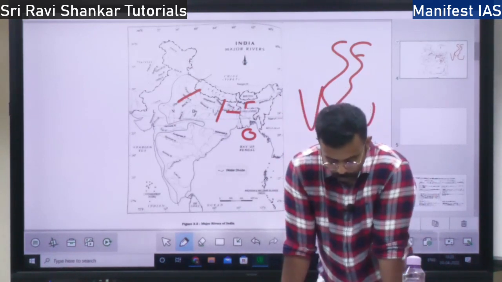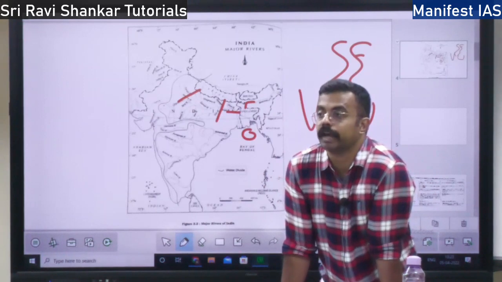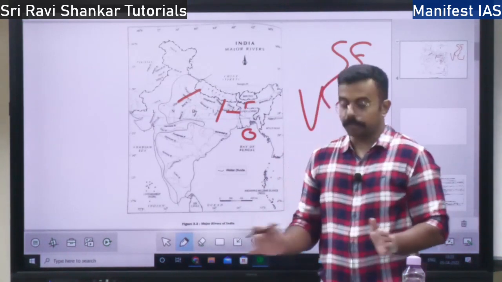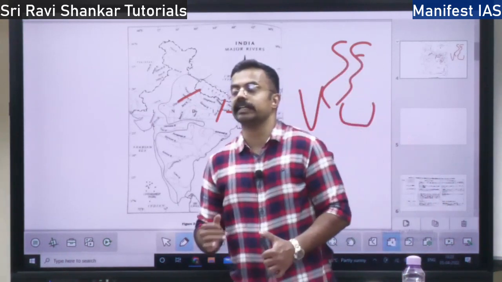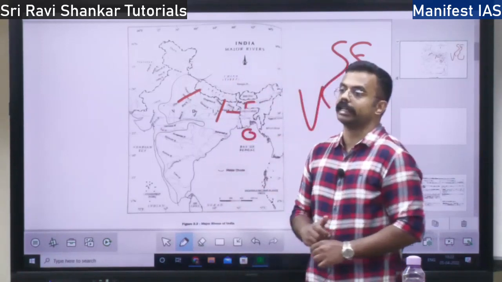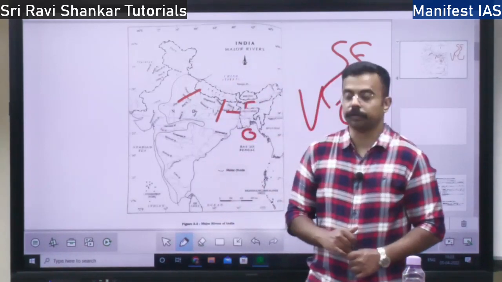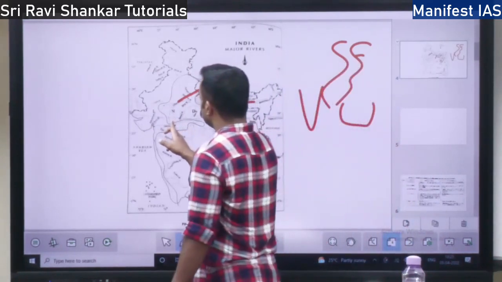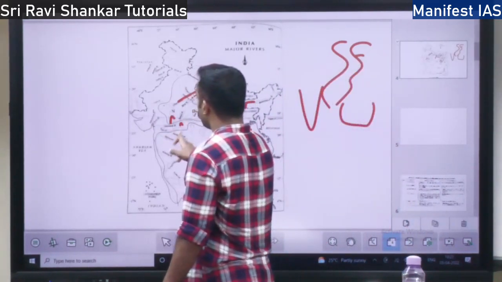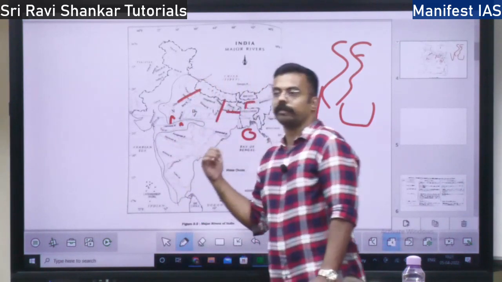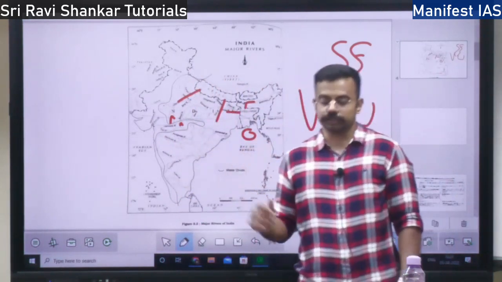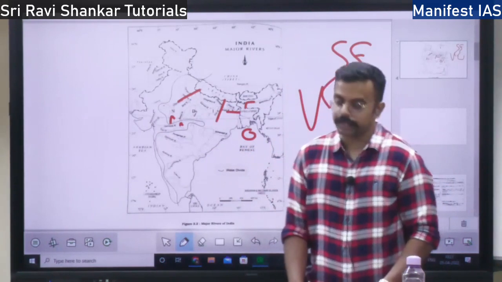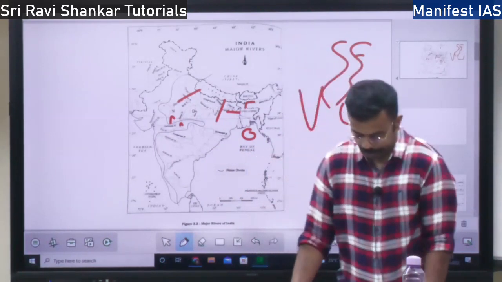Some rivers flow through the Rift Valley. The Rift Valley, between the mountains, the valley, is formed out of faulting. That is geotectonic processes. So for the Narmada and Tapi, you have the Vindhya and Satpura. Towards the north of Satpura, you will find the Narmada River. Towards the south of Satpura, you will find the Tapi River flowing in the Rift Valley.